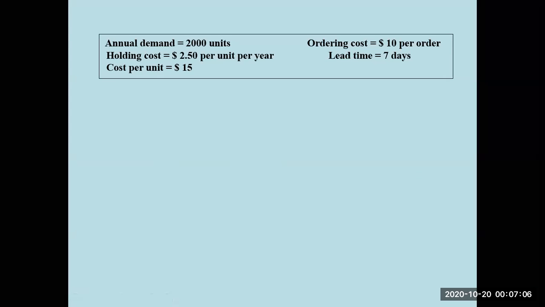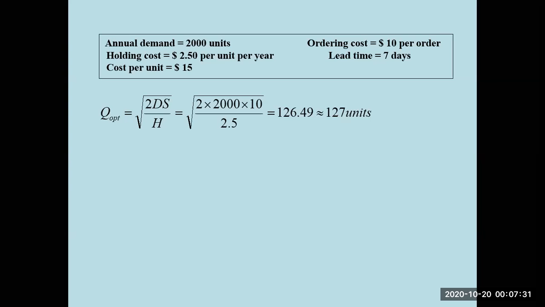Example: annual demand is 2,000, holding cost is $2.50 per unit per year, cost per unit is $15, ordering cost equals $10 per order, and lead time is 7 days. Find the order quantity Q, EOQ, or optimal order quantity.